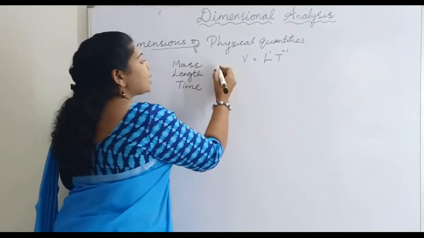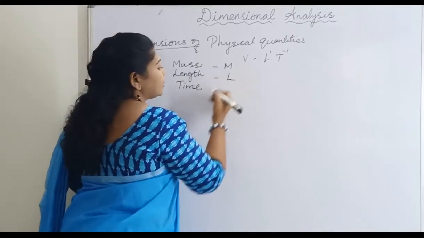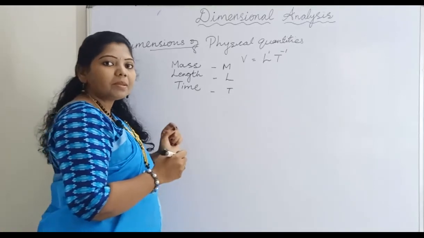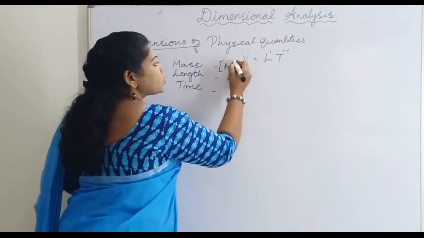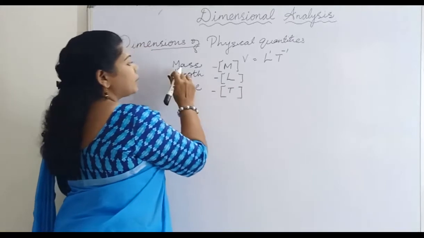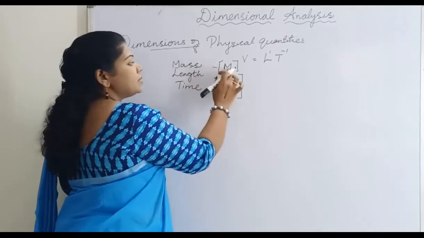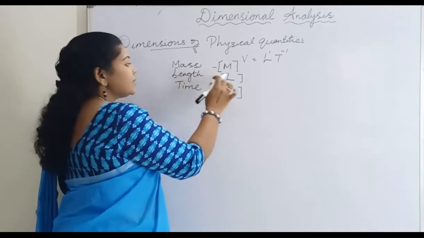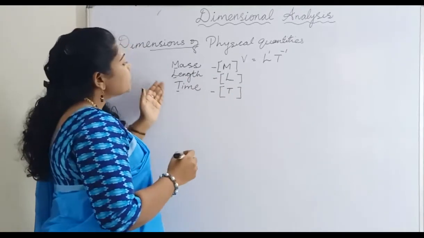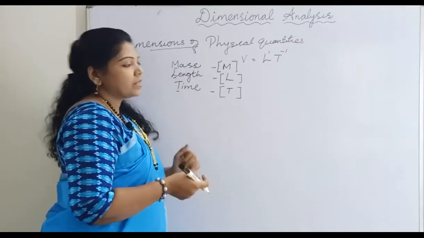The dimension of mass is M. The dimension for length is L and for time it is T. While representing dimension, we have to write it in square brackets. So the dimension of mass is M, the first letter you have to remember. The dimension of length is L, and the dimension for time is T. Using these M, L and T, we can find the dimension of other physical quantities.